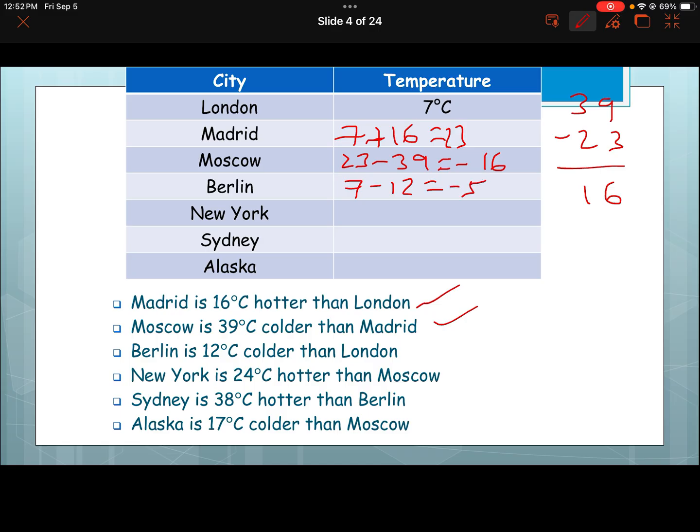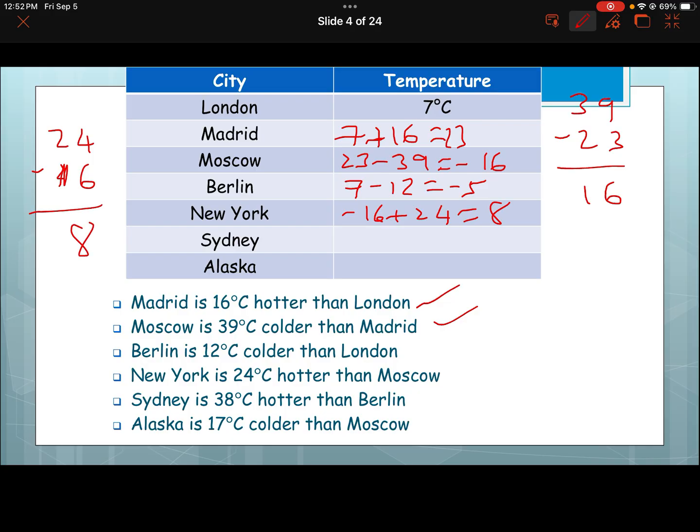New York is 24 degrees hotter than Moscow. So that is -16 plus 24. But if you're not okay with the whole idea of adding negatives and positives, because the 16 is with the negative and because the 24 is with the positive, you can actually write them as long as you keep those signs together. So the positive is still the 24, the 16 is still the minus. They look like that, and then it's quite easy to see the answer is just 8.